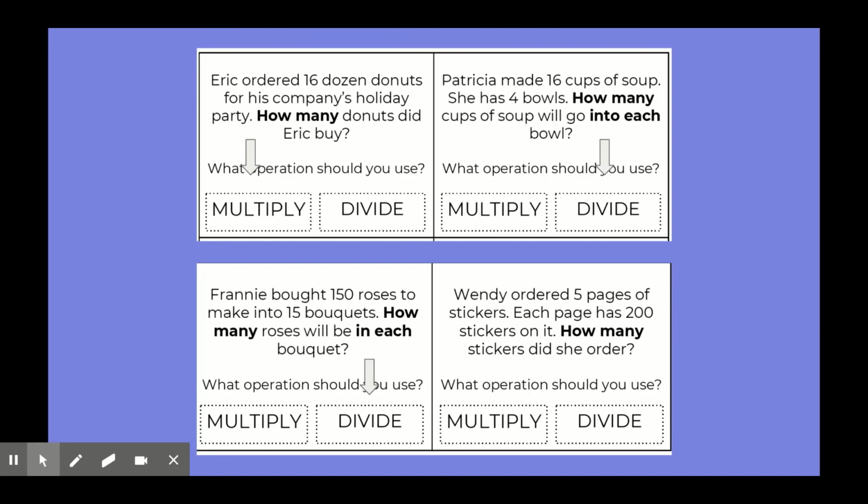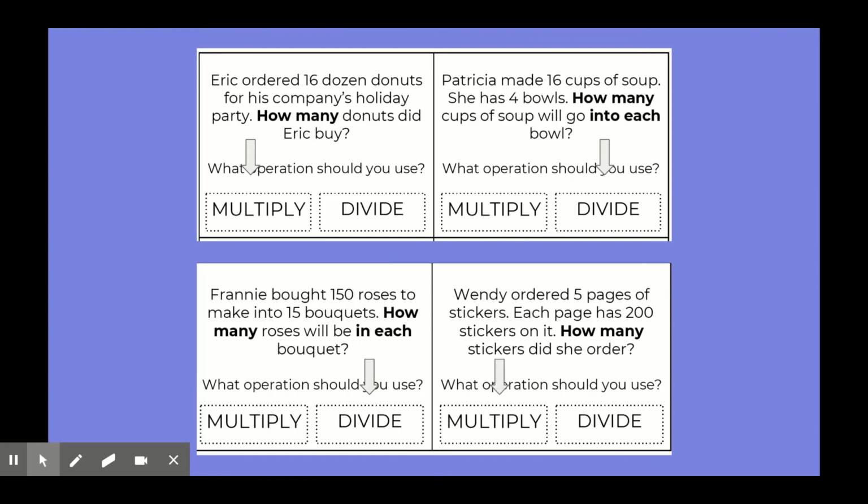The last problem says, Wendy ordered 5 pages of stickers. Each page has 200 stickers on it. How many stickers did she order? So in this one, I don't know the total. I know that there's 5 pages of stickers, and each of those 5 pages has 200 stickers on it. So if I don't know the total, I need to multiply. We're going to do 200 times 5 to figure out how many stickers in all. So when you do 200 times 5, you find out that Wendy had 1,000 stickers in all.